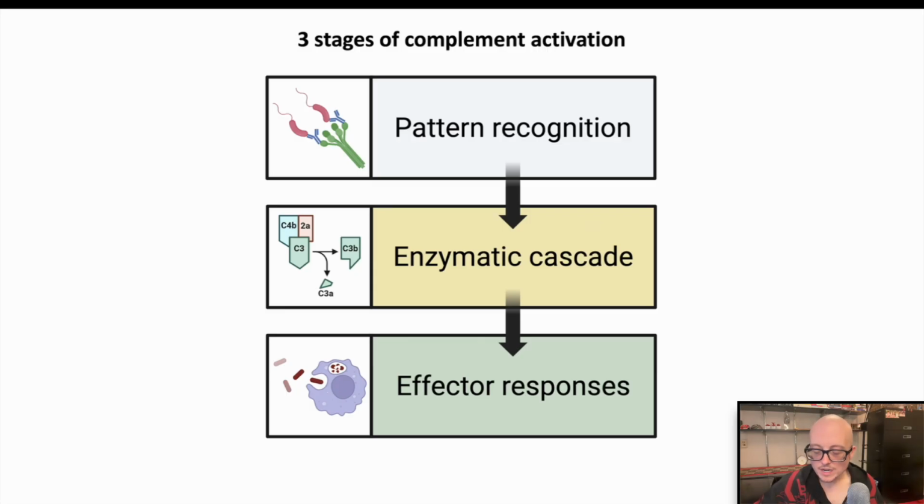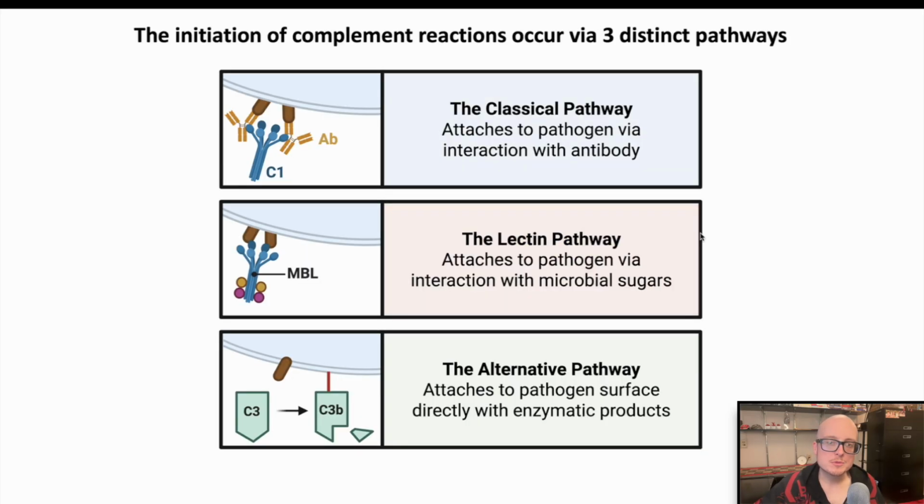To recognize infection, the complement system has multiple tools at its disposal, multiple ways that it can go about becoming initiated. And we then segregate complement reactions into three pathways. These pathways are really defined by the way that they get started, the way that they initiate that initial stage of pattern recognition. The so-called classical pathway is initiated when complement binds to antibody, which itself is bound to a pathogen.